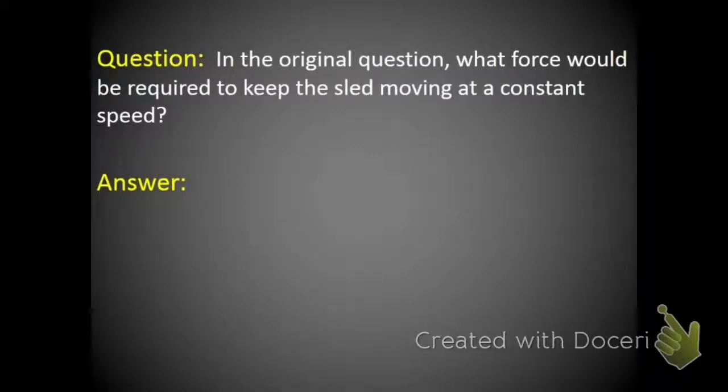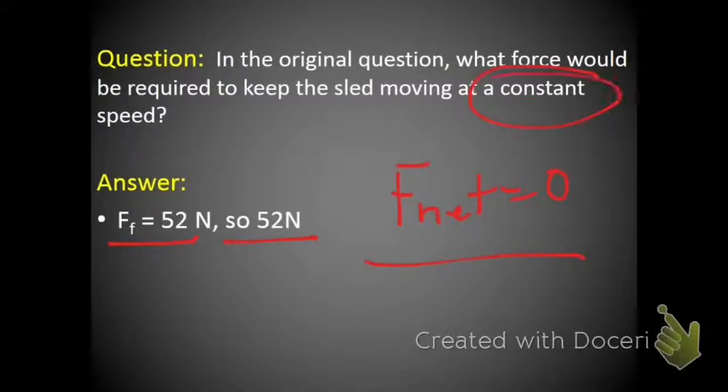Or another question might be, if I wanted the child to keep moving at a constant speed rather than slowing down because of friction, what force would be required to keep them moving at a constant speed? Well, since the frictional force was 52 newtons, then it would require an equal and opposite force so that the net force was equal to 0 to keep them moving with a constant speed so that the acceleration was 0.